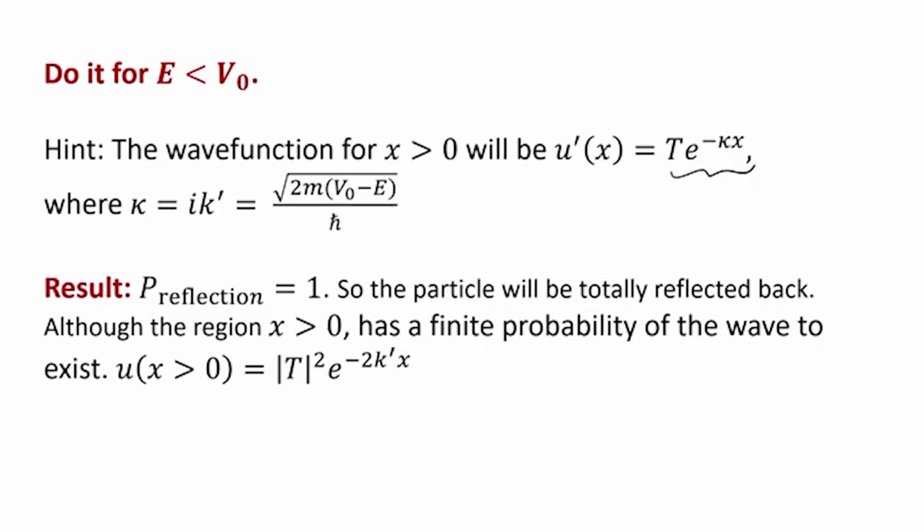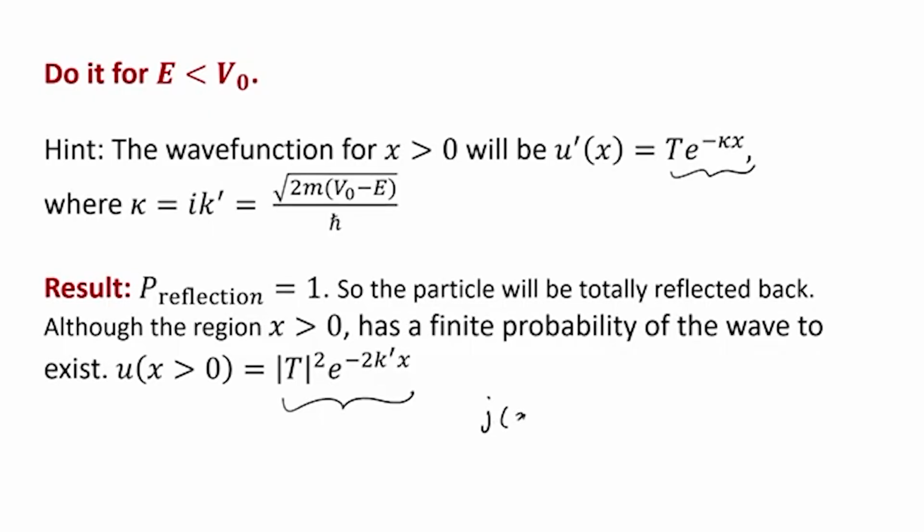And you will see that the result is that the reflection coefficient, or probability of reflection, is equal to 1. So, the particle will be totally reflected back, although this region, which is classically forbidden, has a finite probability of the wave existing, and this is actually given by this. So, there is no current associated with it because it is fully real.